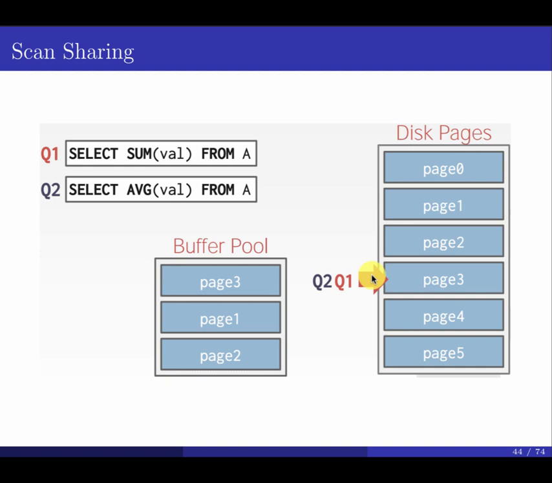Or I just skip page zero. If I assume that page one or page two or page three is available in the memory, the query two can utilize them, passing, then say, okay, there's a missing page. There's no need to fetch this one from the beginning. I can just follow whatever data was fetched by query one. Once I'm done, I'm going to get back to the missing page.